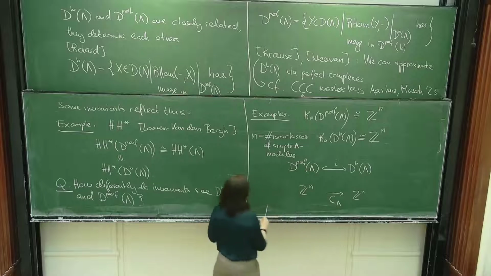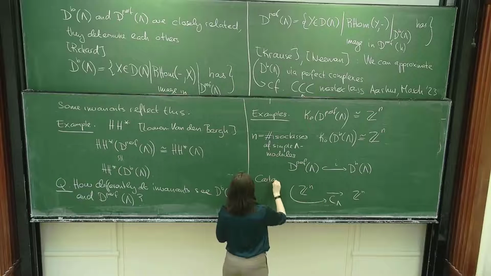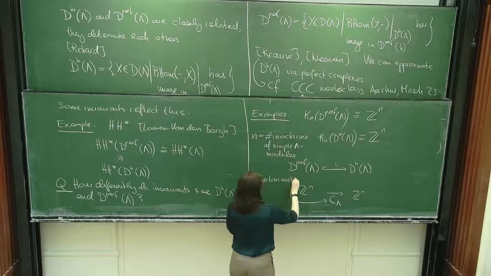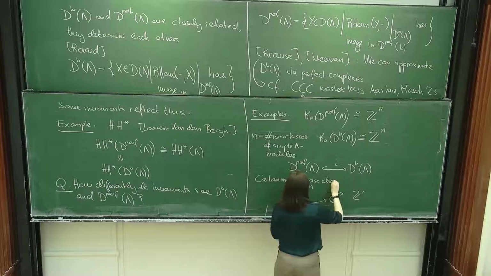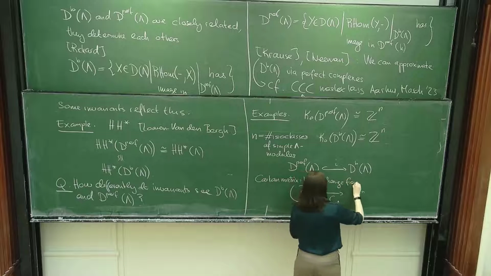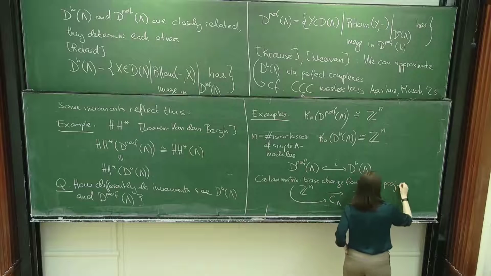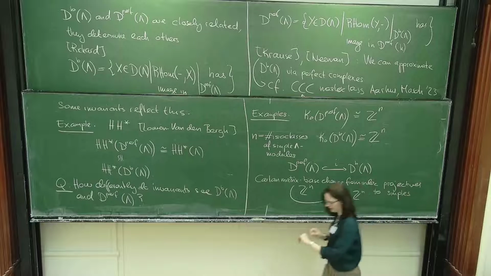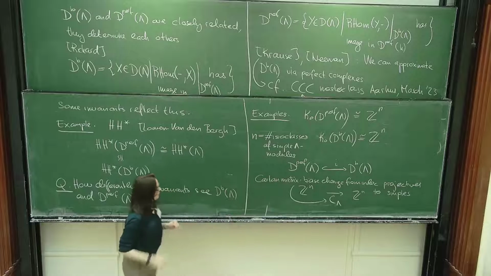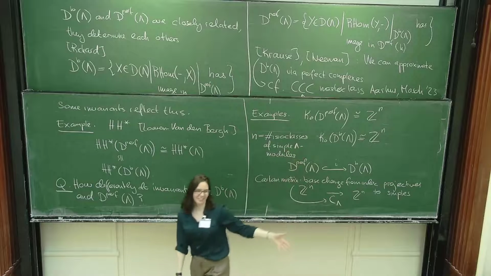So this thing is the Cartan matrix, which is just a base change from indecomposable projectives to simples. We're going to come back to that matrix later on. Its column vectors are just going to be the dimension vectors of the indecomposable projectives.